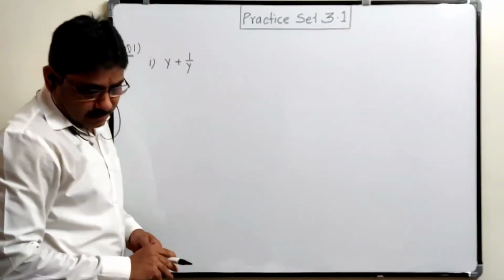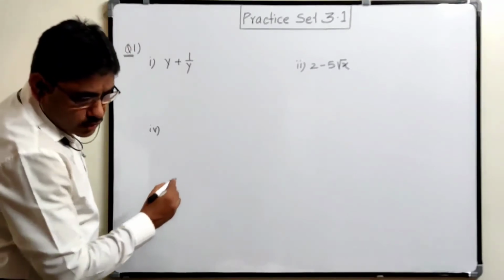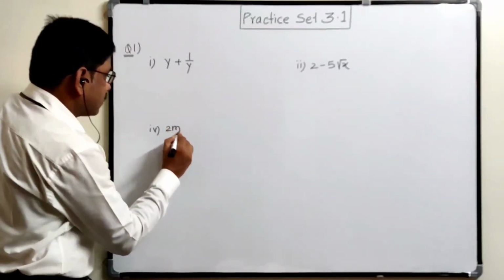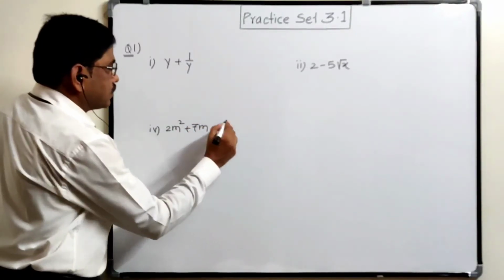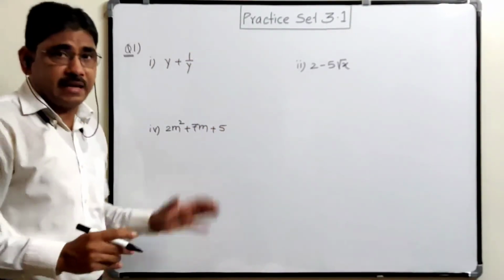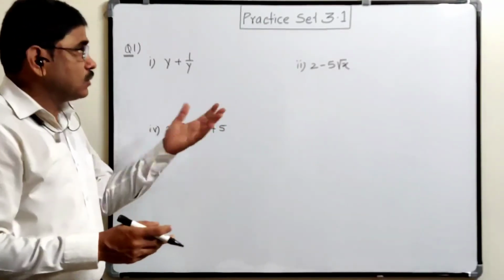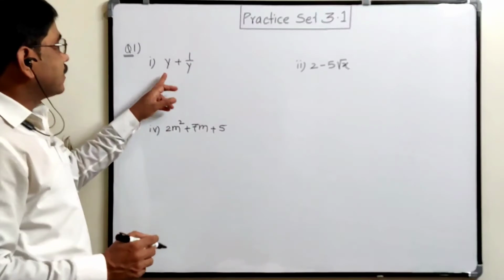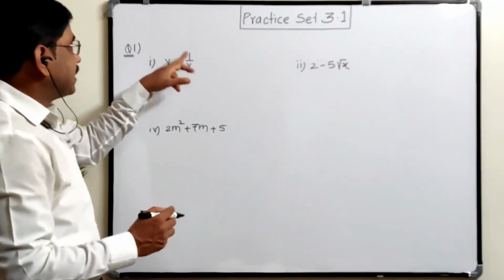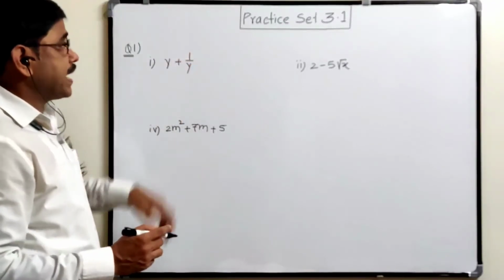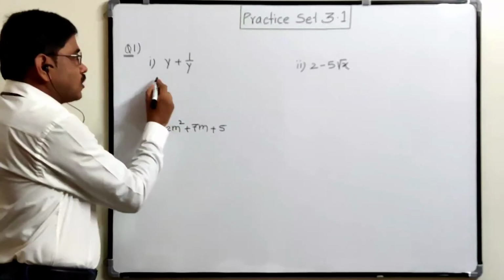The second example, fourth example, 2m square plus 7m plus 5. Now 3 examples are taken from question number 1. We can't solve all the examples, you can do the remaining at home. So here, observe the power of the variable. Here it is 1, but here it is y raised to minus 1. So is it polynomial or not a polynomial? It is not a polynomial.